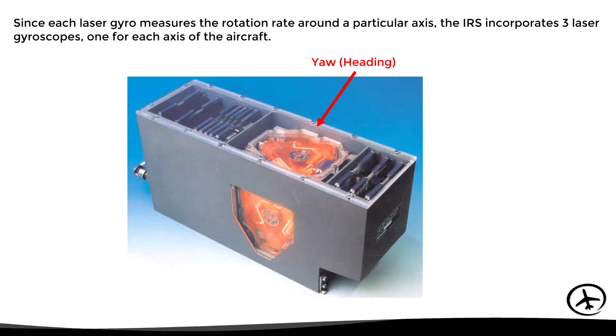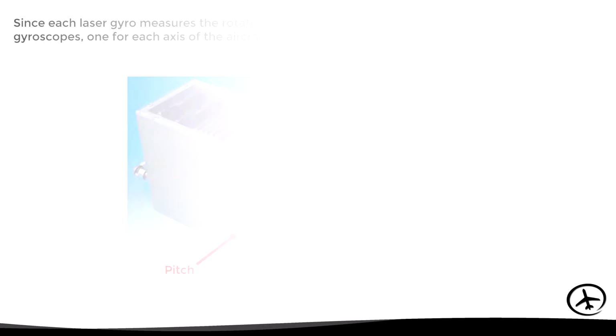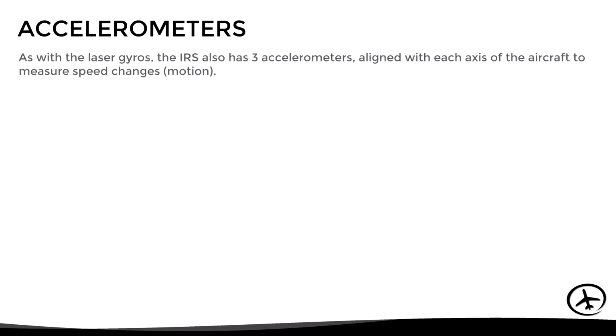In this image we can see the laser gyroscope that detects the movement of yaw. We can also see the one that detects the movement of pitch, and although it is not visible here, we also have the gyroscope that detects the movement of roll. Now, as with these laser gyroscopes, the IRS also has 3 accelerometers, each one aligned with an axis of the aircraft to measure speed changes.